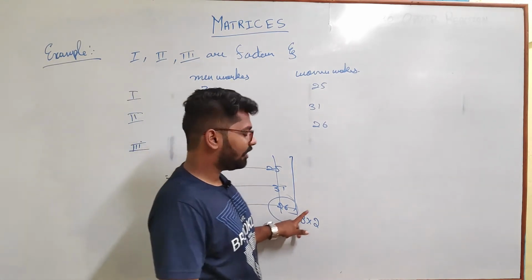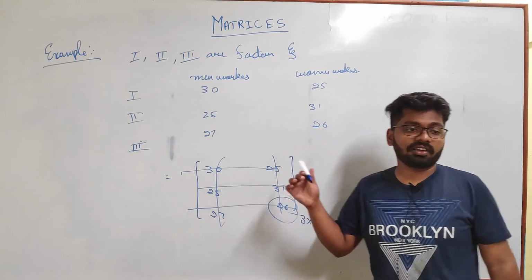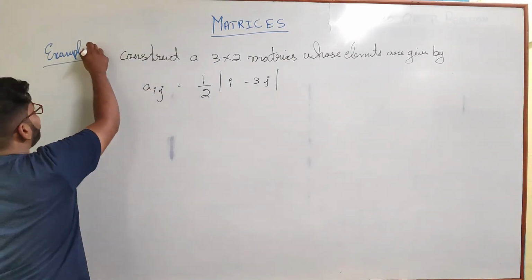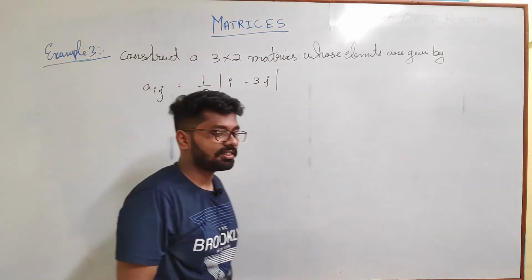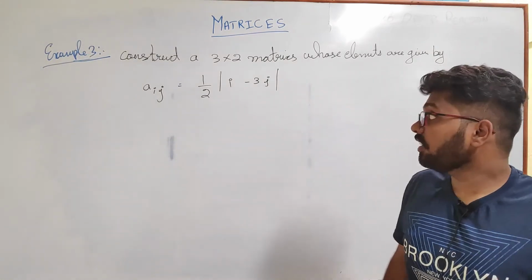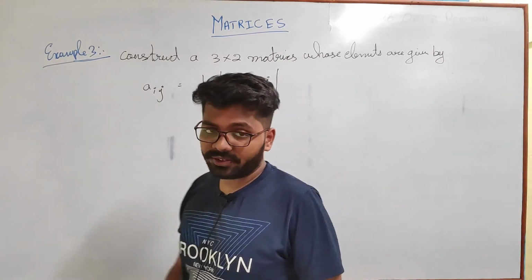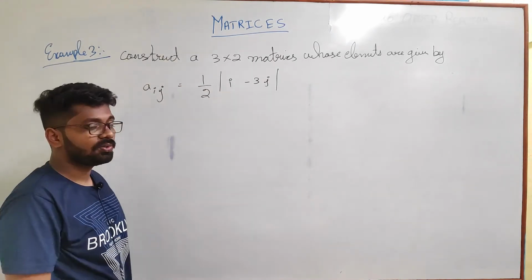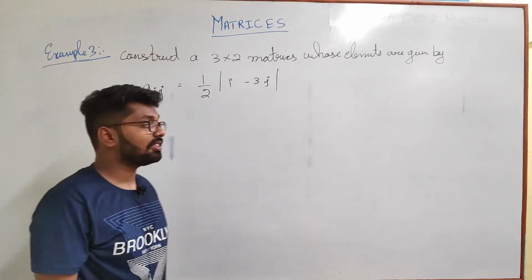So the third entry represents the number of women working in the third factory. So let us see the next example, that is example number 3. What they are telling us: construct a 3 by 2 matrix whose elements are given by Aij is equal to 1 by 2 modulus of I minus 3j.